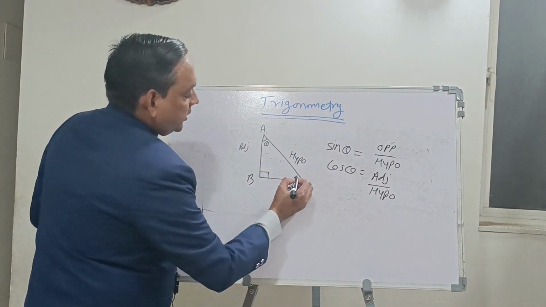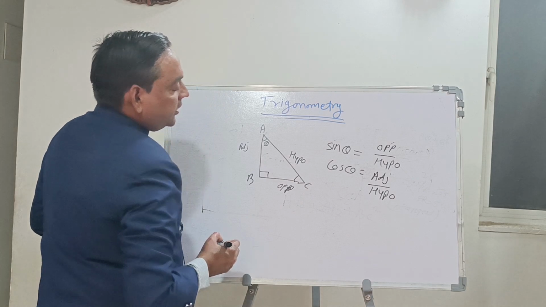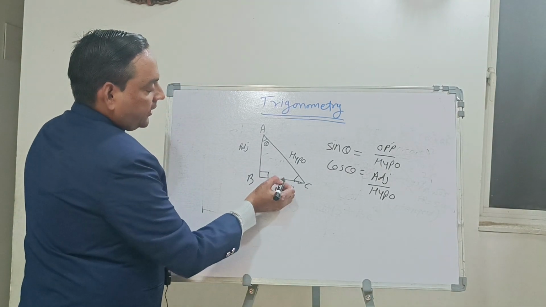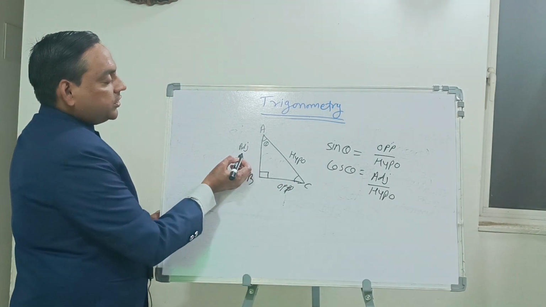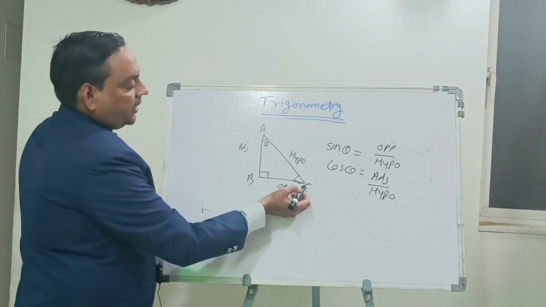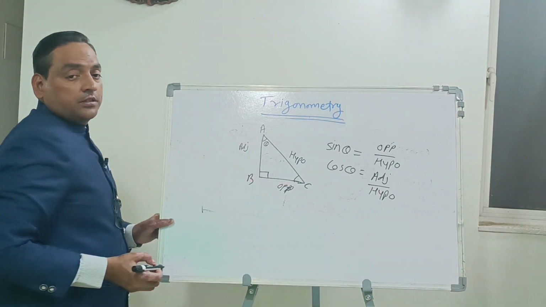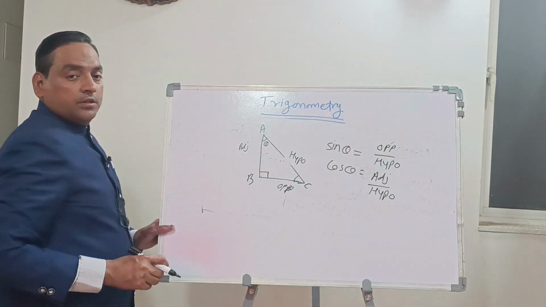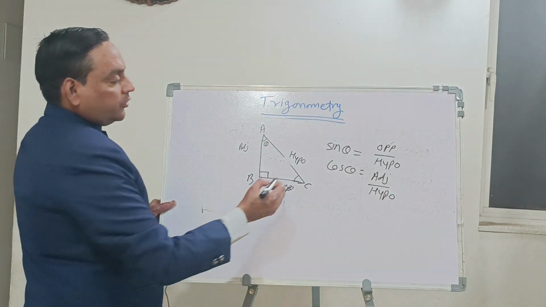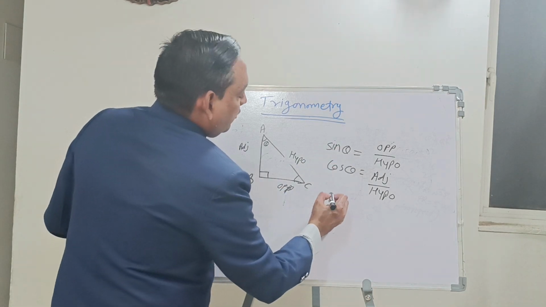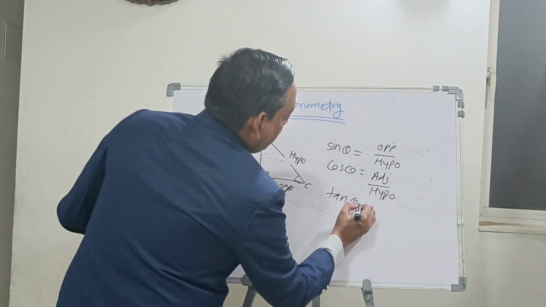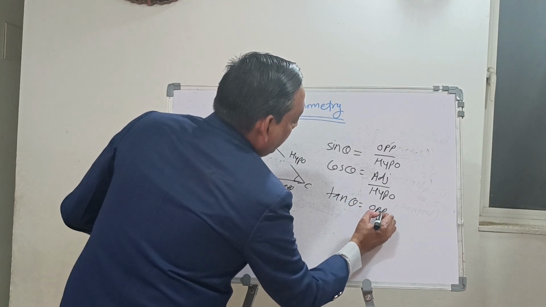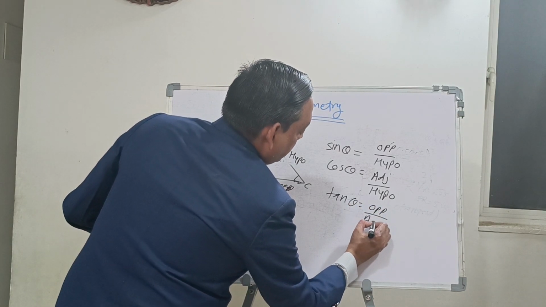Now suppose they ask for angle C. For angle C, the opposite side is AB and the adjacent side is BC, because the hypotenuse never changes; it always stays the same. So we have sine, cos, and in the same way tan theta is equal to opposite over adjacent.